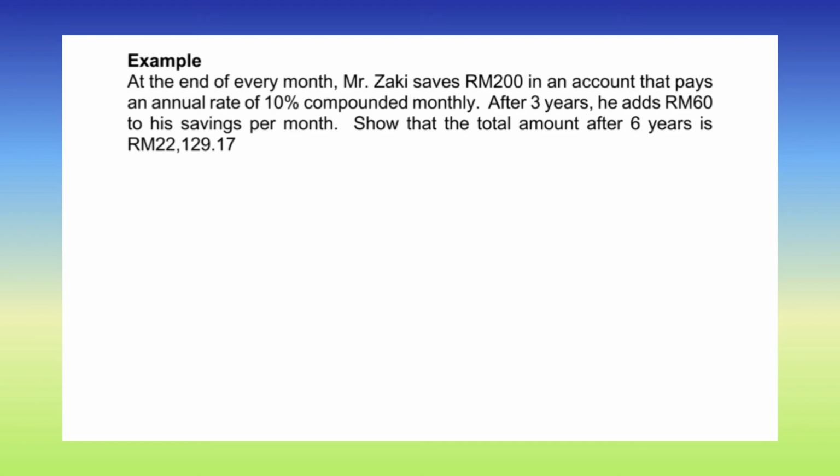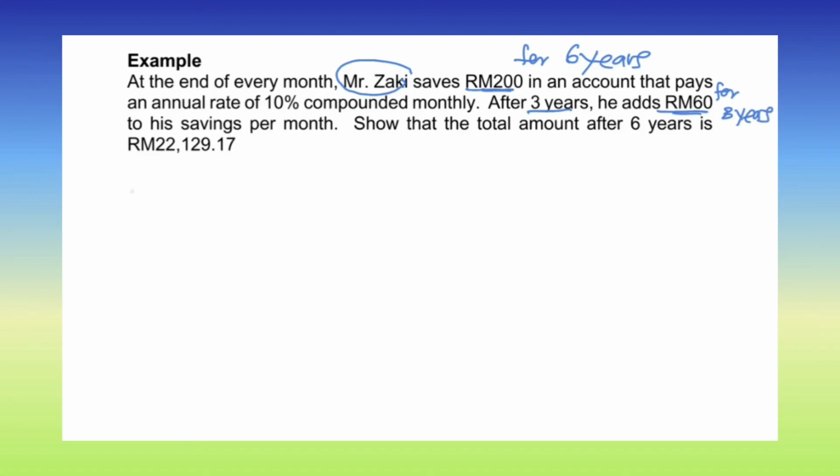Alright, for this example, at the end of every month, Mr. Zaki saved 200 in an account that pays an annual rate of 10% compounded monthly. After 3 years, he adds 60 ringgit to his saving per month. Show that the total amount after 6 years is 22,129.17. So here, Mr. Zaki saved 200 for 6 years. Okay, and then after 3 years, he adds 60 ringgit. So 60 ringgit is for 3 years.